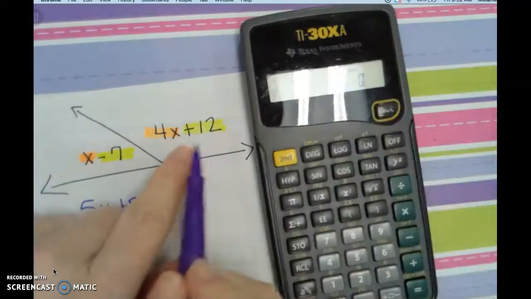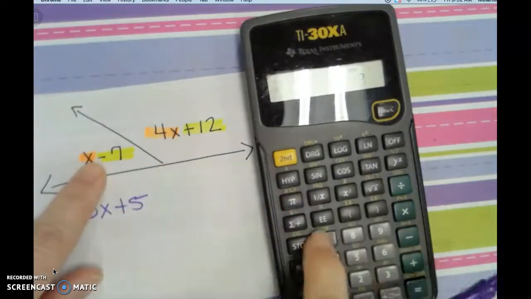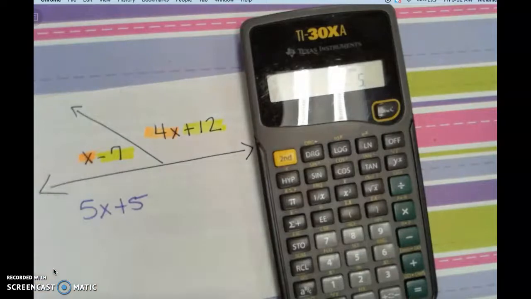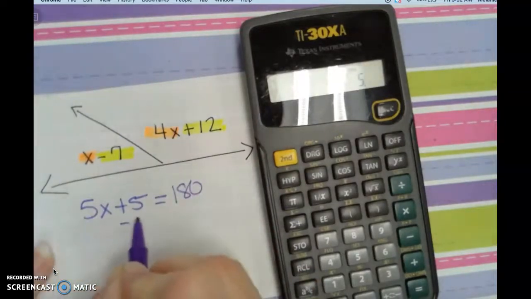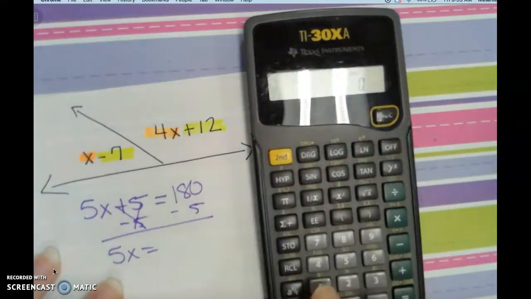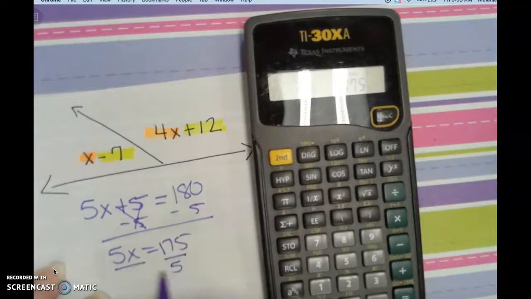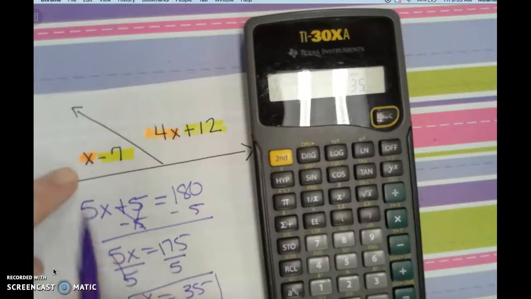Or I could hit my 12 minus 7. Either way, you're going to get the same answer. Okay? So, I know that has to equal 180. I'm going to subtract 5. 5x equals 175. And then I'm going to divide both sides by 5. 35.